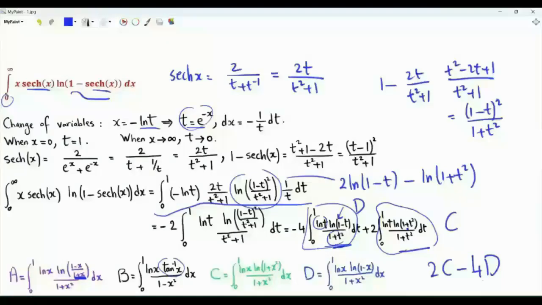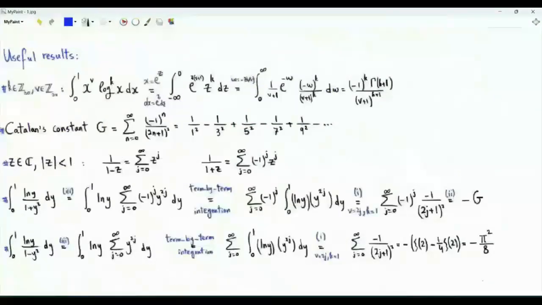Before examining the relations between these integrals, let's review some useful results. If we are interested in the integral from 0 to 1 of x to the v times log x to the k dx, where v and k are non-negative integers, we can solve this integral by using the change of variables x equal to e to the power z. x to the v becomes e to the zv. Log x becomes z, so this becomes z to the power k. dx is e to the z dz. The integrand becomes z to the k times e to the power zv plus z.